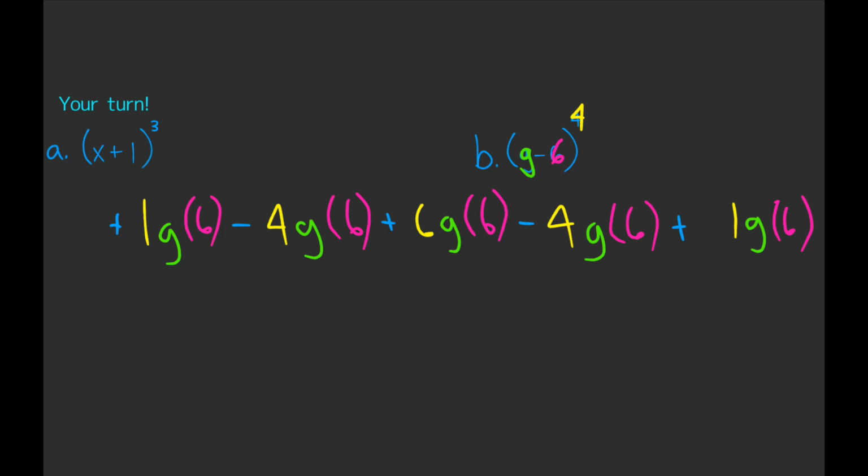Alright, our next step is doing our exponents. For our variable, we're going to start with the highest exponent first, which is 4, and decrease. So 4, 3, 2, 1, 0. And for our constant, we're going to start with the lowest exponent and then increase. So 0, 1, 2, 3, 4. Alright, now all we have to do is simplify.